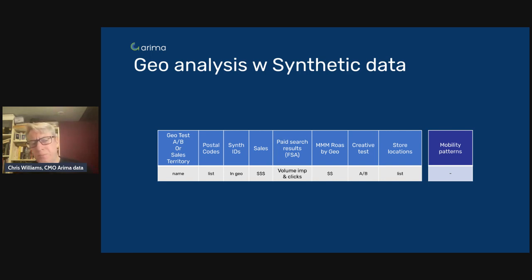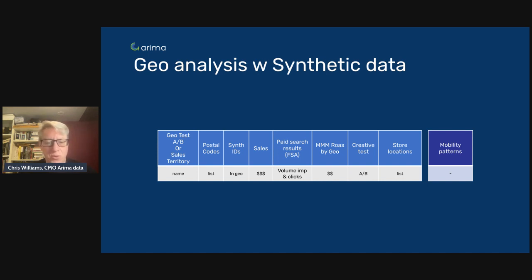The other thing we can do is realign the columns and understand things a little bit differently. Let's look at it from a marketer perspective, where they may have a sales territory or want to do an A/B test of one geography against another, like Barrie versus London or Halifax versus Calgary, for instance. These things can be organized by geography, and we can reorganize the synthetic population to say, within those territories, we have these postal codes, therefore we have these synthetic IDs.